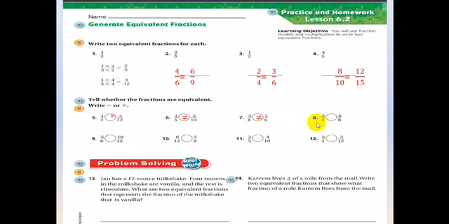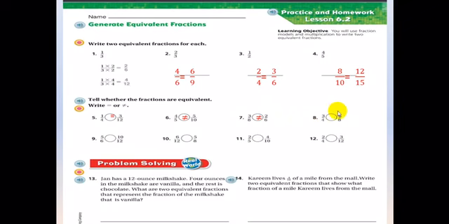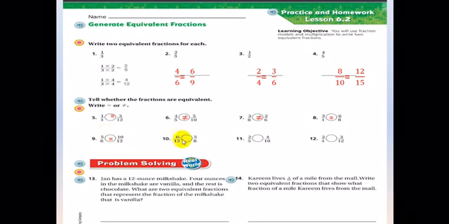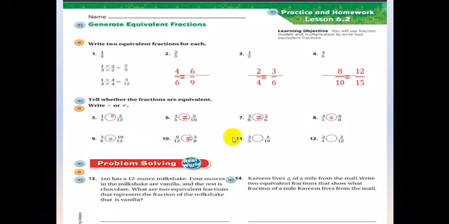And 3 quarters equals 6 eighths. Here 3 times what equals 6? 3 times 2. And 4 times 2 gives me 8. Yes, equal. 5/6 equals 10 over 12. Yes, 5 times 2 gives me 10 and 6 times 2 gives me 12. Here 6 over 12 equals 5 eighths? No, it's very easy, not equal.